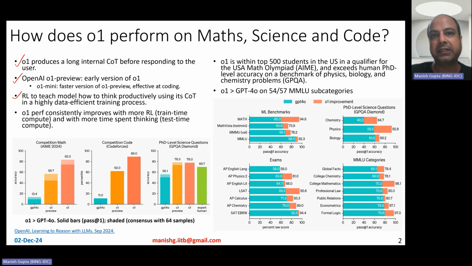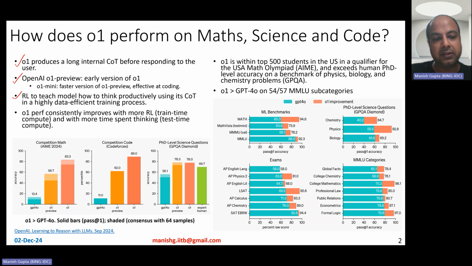So the architectural details of this model are not publicly open, but what OpenAI says is that it has used reinforcement learning to teach the model how to think productively using its chain of thought reasoning in a highly data efficient training process. Although they have not very explicitly mentioned anywhere any details about this process, I sort of feel that they've done reinforcement learning to make the model think better. So reinforcement learning on chain of thought reasoning rather than just on the output, right?